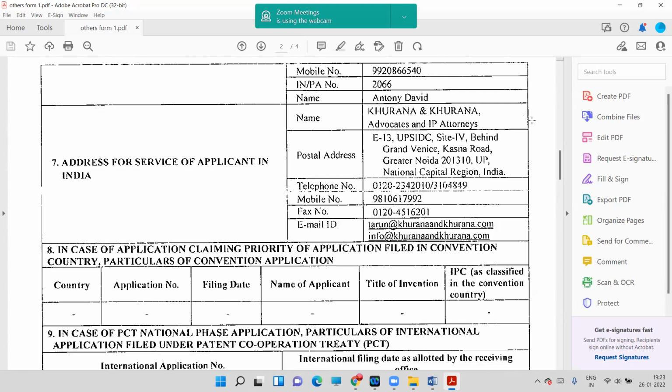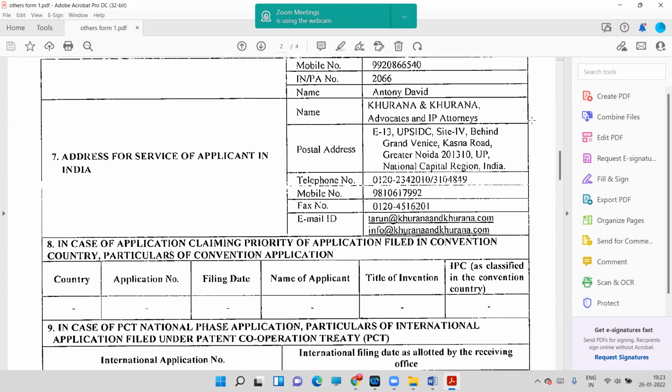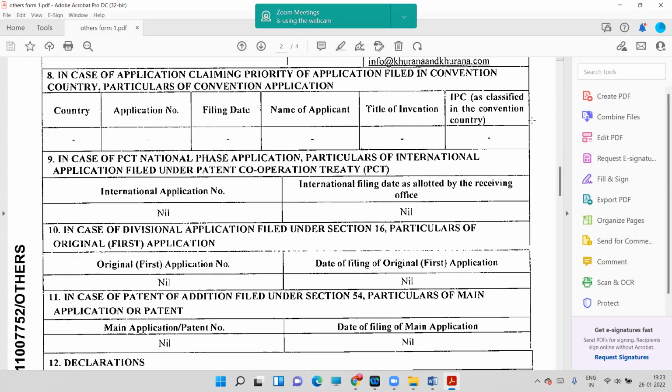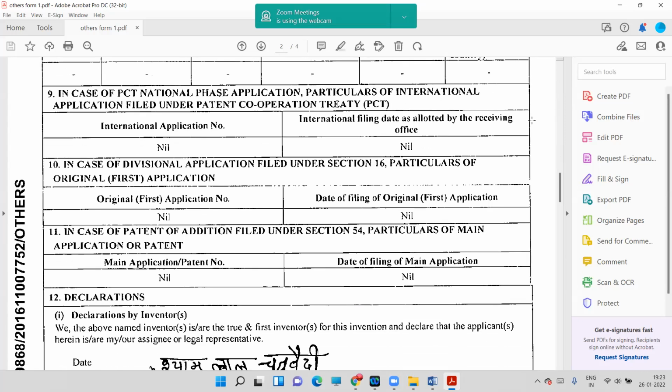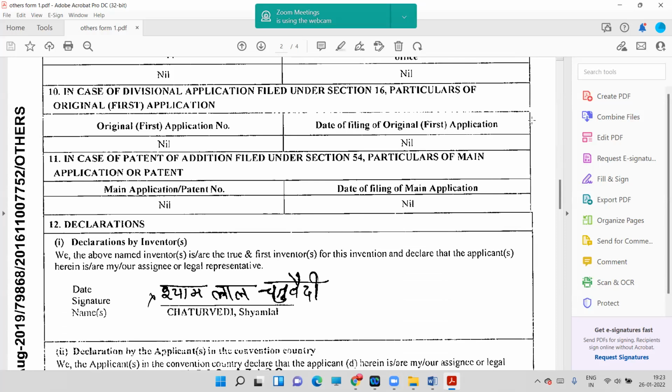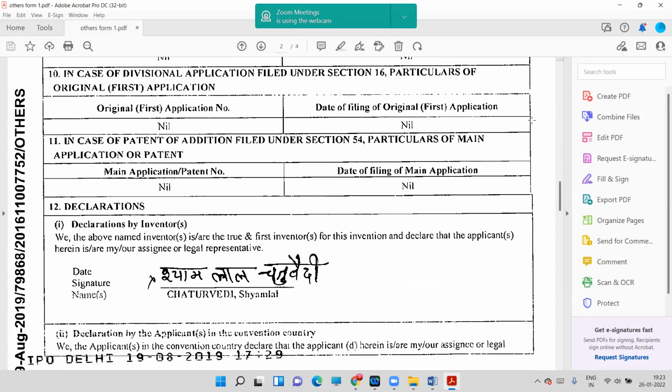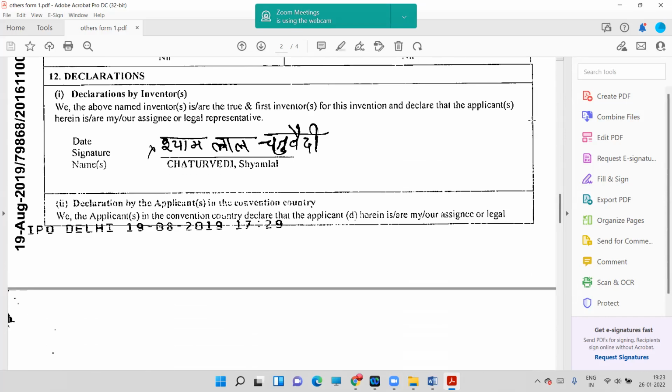ठीक है. तो अटॉर्नी के एड्रेसेस और इन्वेंटर के एड्रेसेस हैं, उनके फोन नंबर्स, ईमेल आईडी हैं. और आफ्टर दैट उनका सिग्नेचर है. जो एप्लीकेंट है उनका सिग्नेचर है.